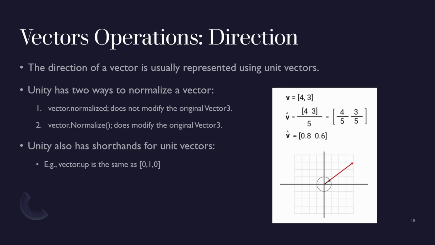Unity also has a shorthand for unit vectors. They have Vector3.up, down, forward, left, right, all sorts of names for it that Rider will happily help you remember, and it will pretty much output the unit vectors in this format. So for instance, Vector3.up will become 0, 1, 0, because the up would be 0 on the x, 0 on the z, and just 1 on the y.